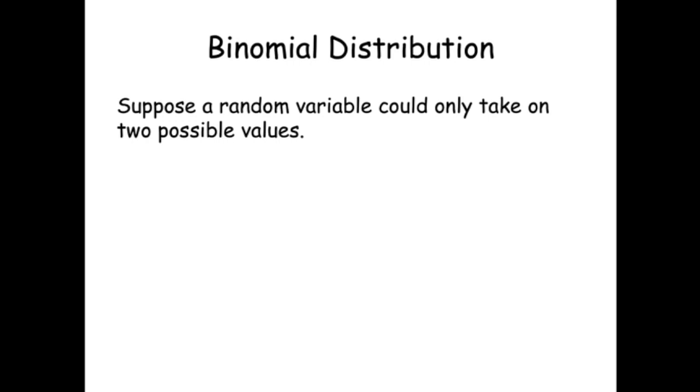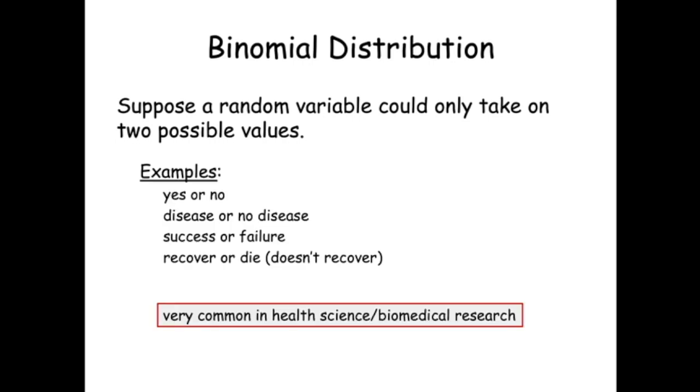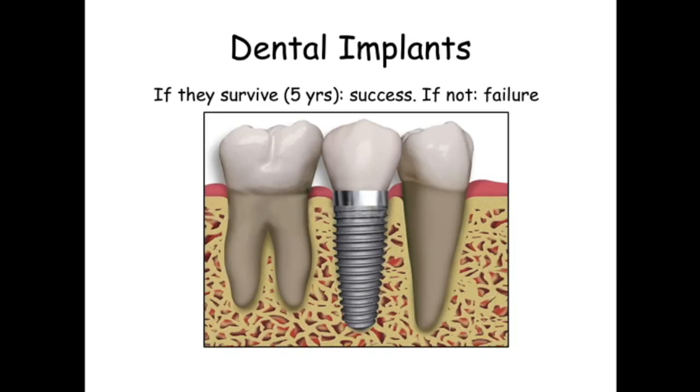Suppose a variable could only take on 2 potential values, yes or no, disease or no disease, and so on. This type of variable is very common in biomedical research. Let's look at dental implants. An implant will either be successful or it will fail. And because nothing lasts forever, we will call an implant a success if it survives for 5 years.